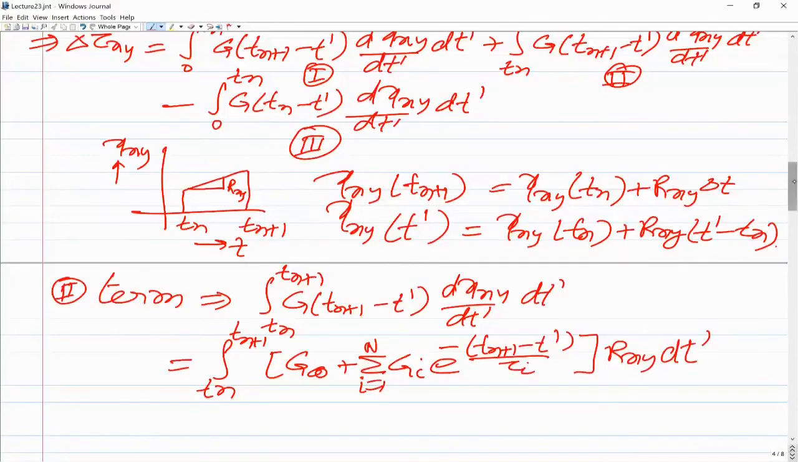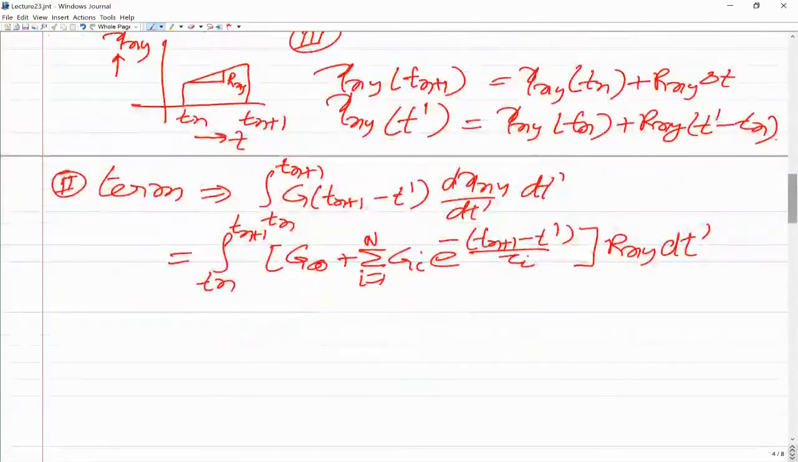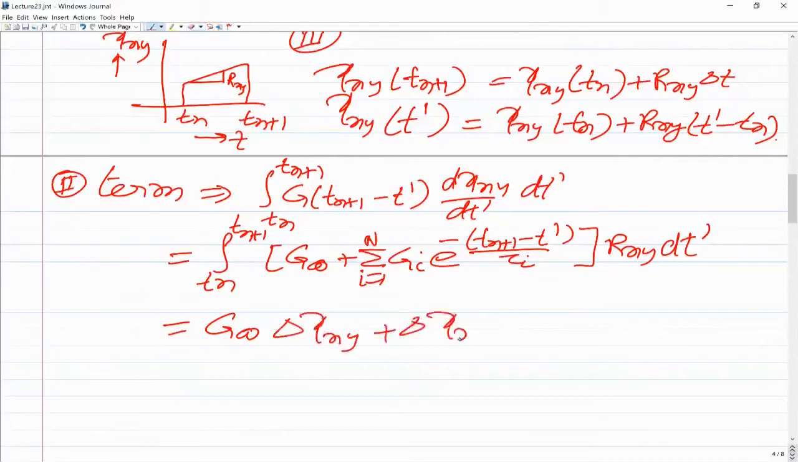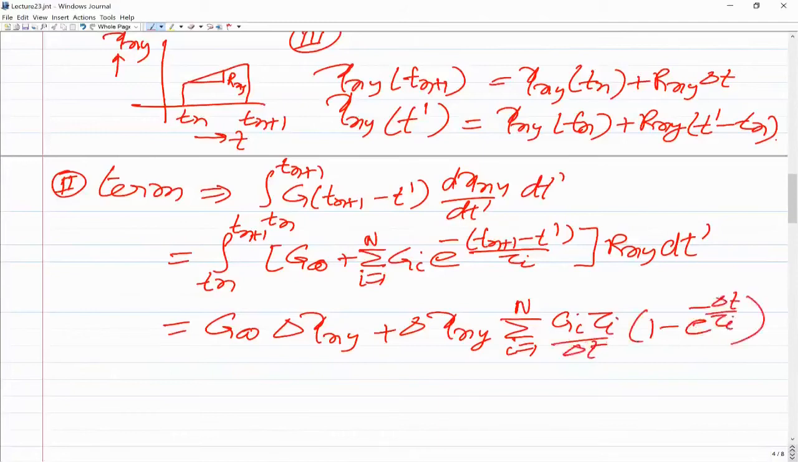If you carry out the integration for this, the steps are similar, so I'm not repeating that. Finally you can write this as g infinity into delta gamma xy plus delta gamma xy into summation I going from 1 to n gi tau I upon delta t into 1 minus e to the power minus delta t upon tau I. So you can write it like this.